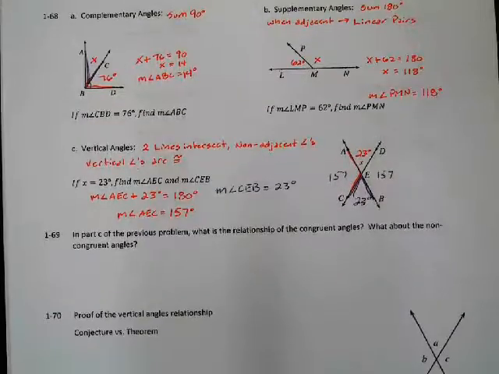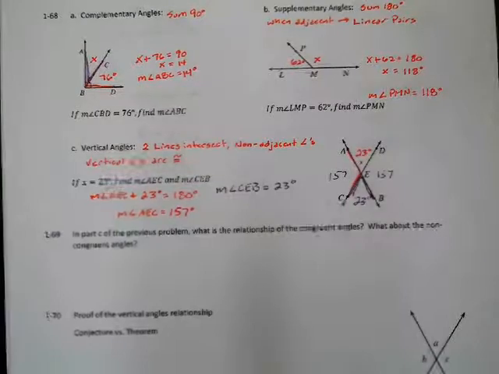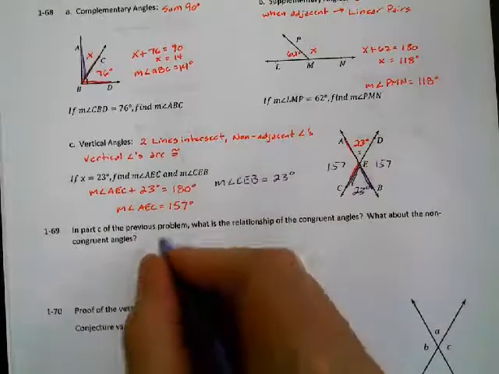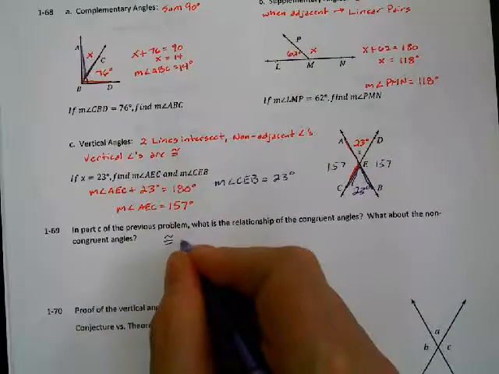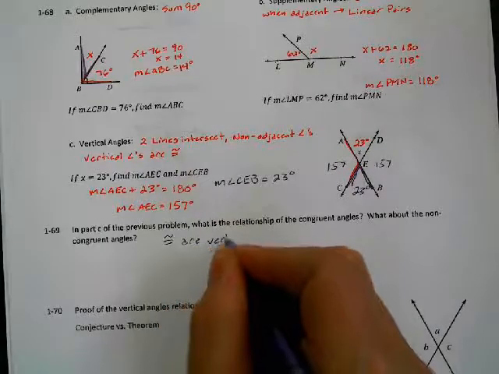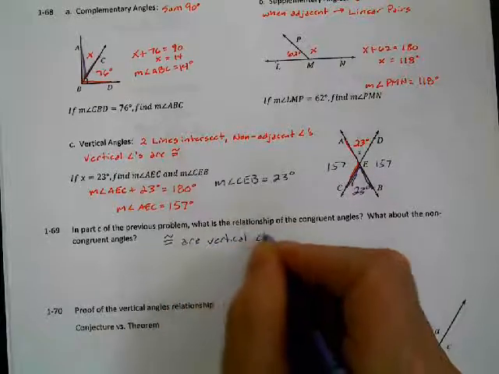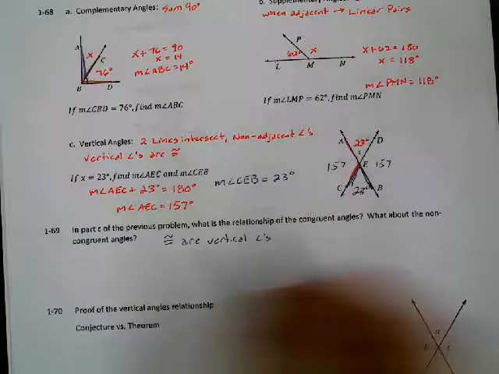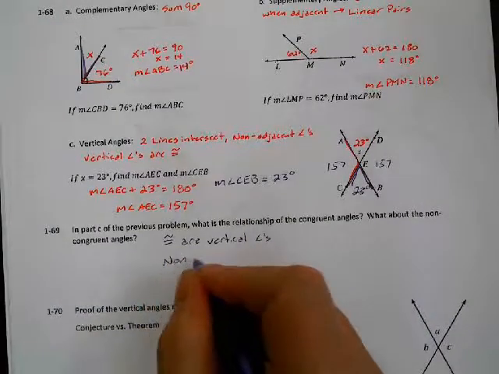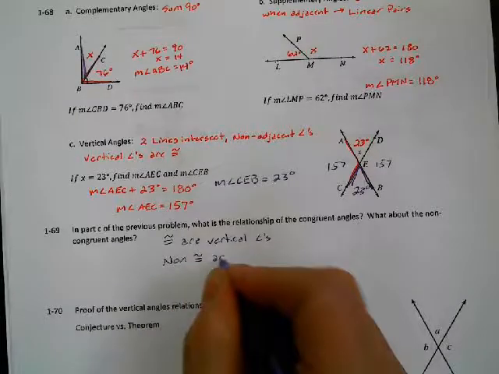In part C, what is the relationship of the congruent angles? The congruent angles are vertical angles, and the non-congruent angles are linear pairs.